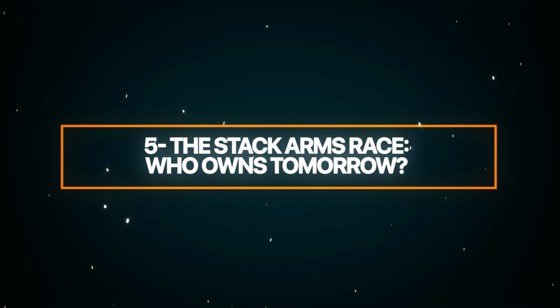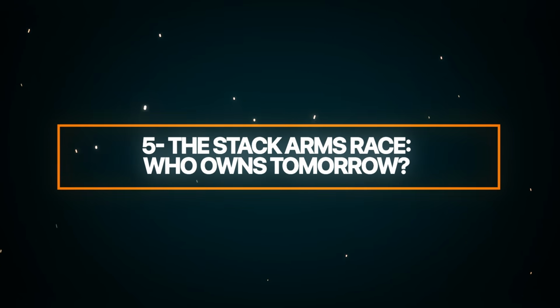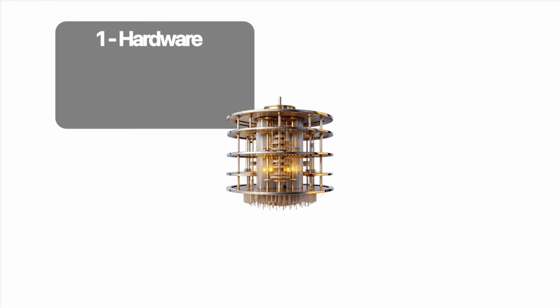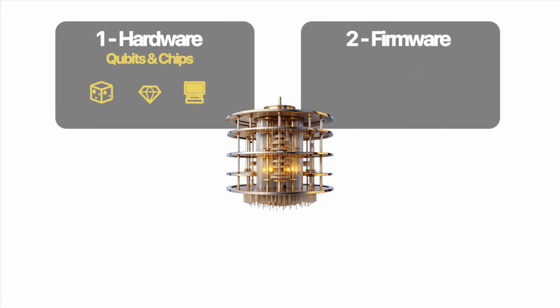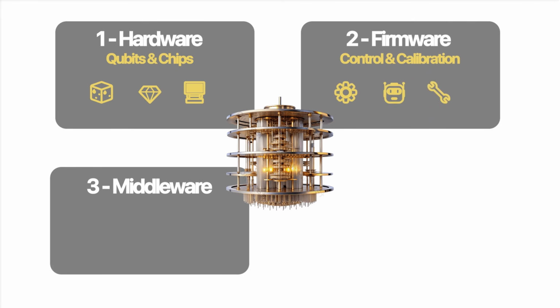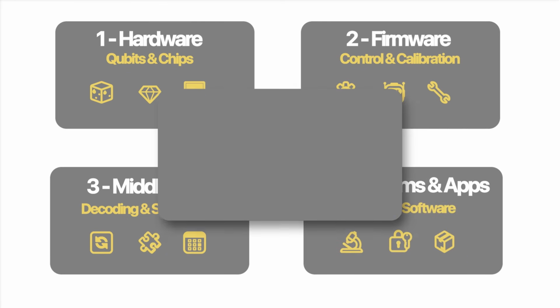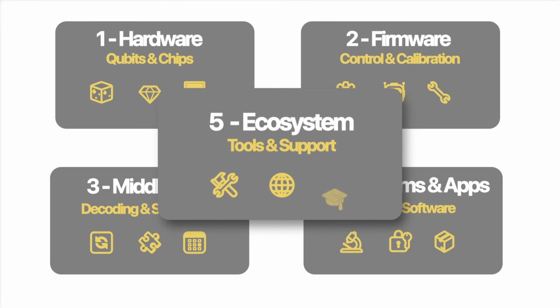5. The stack arms race. Who owns tomorrow? Quantum tech isn't one gadget, it's a 5-layer war. 1. Hardware: qubits, fridges, photonic chips, the shiny tip. 2. Firmware: pulse control, calibration bots, timing electronics. 3. Middleware: real-time decoders, compilers, schedulers mapping Python to picosecond rotations. 4. Algorithms and apps: chemistry suites, crypto killers, supply chain optimizers. 5. Ecosystem: SDKs, standards, training, VC hype, government grants.